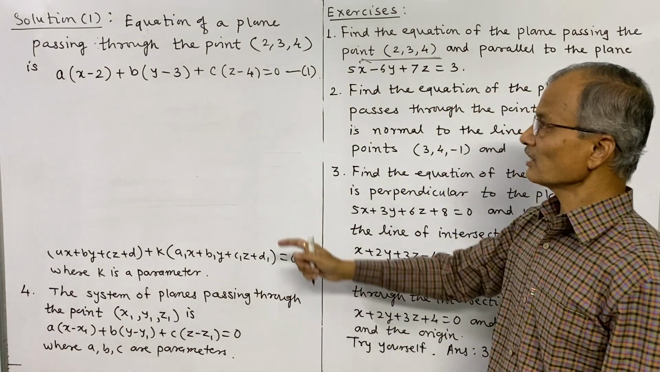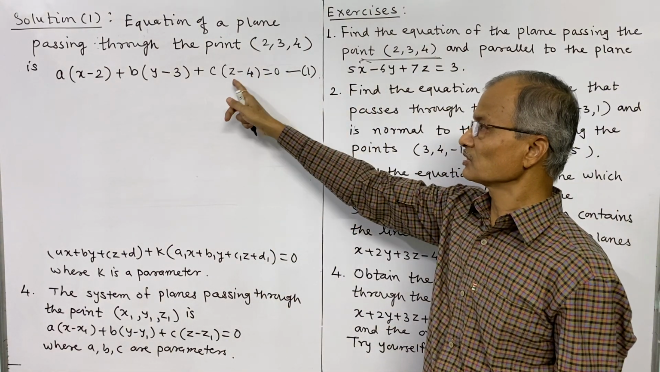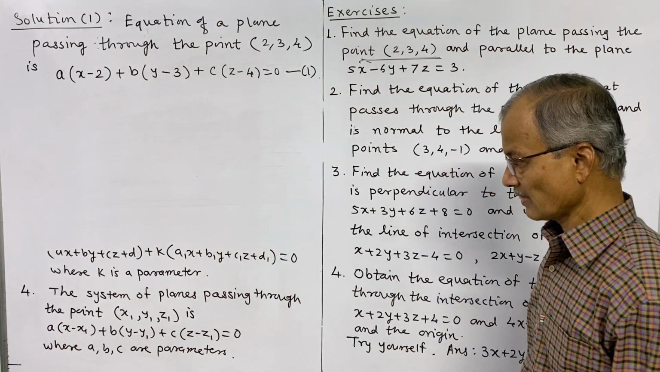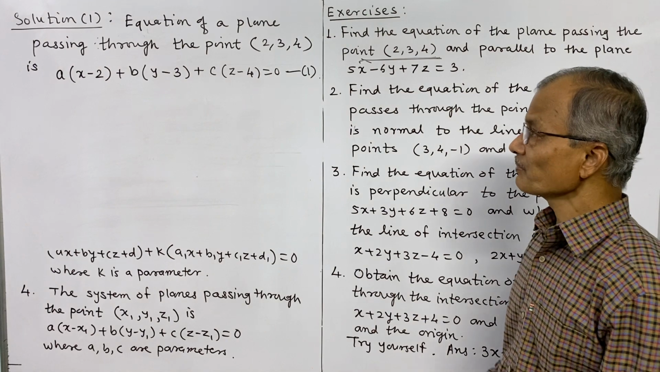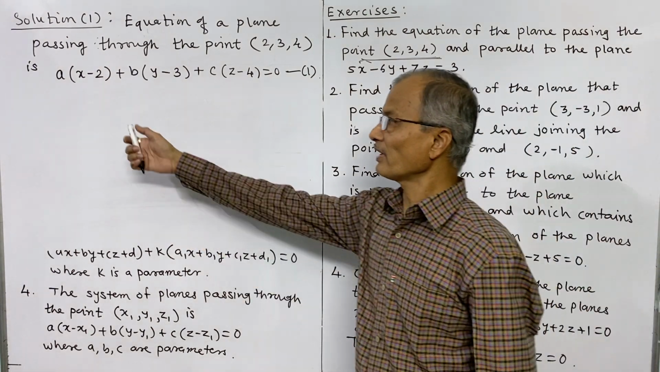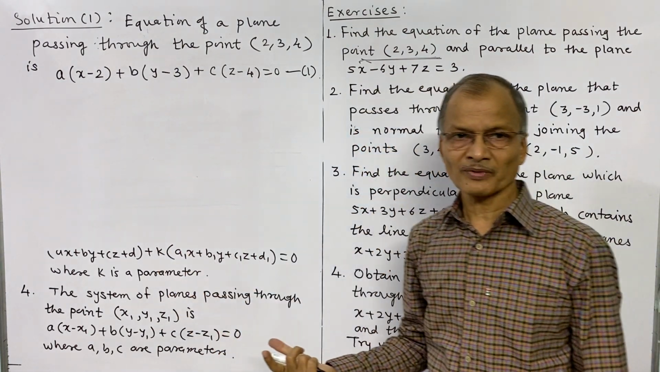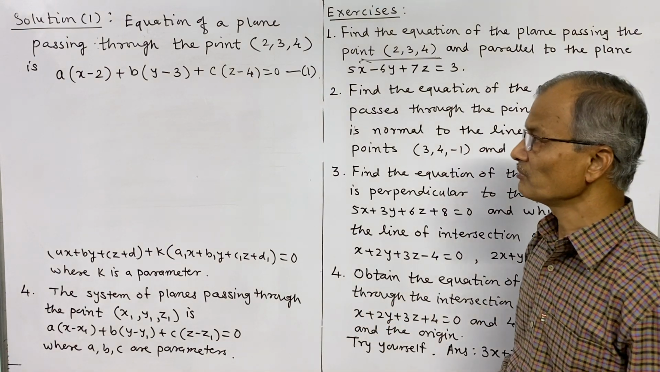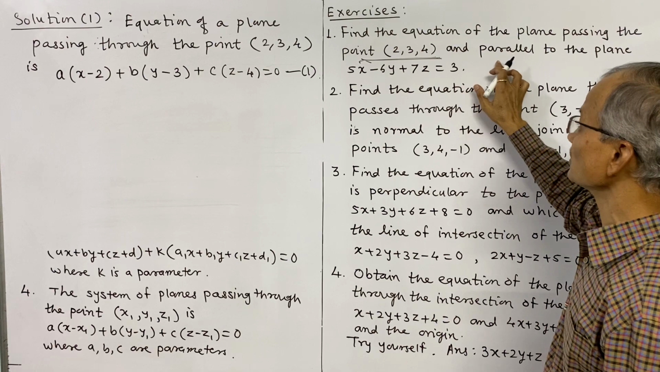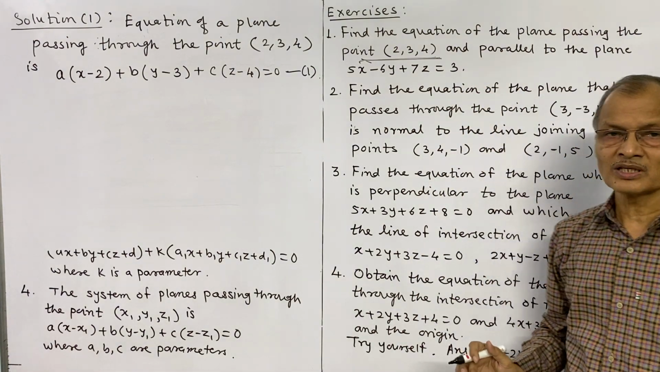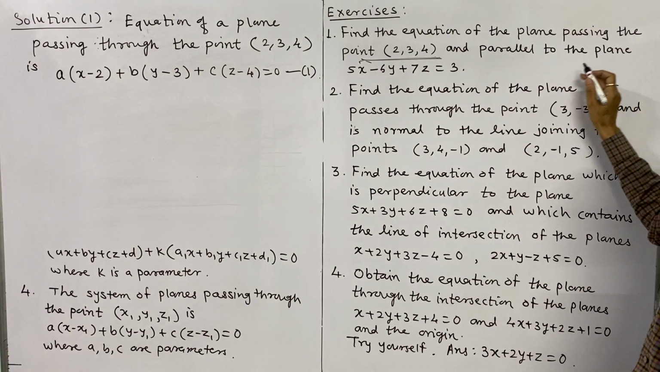So thus we have written the equation of a plane passing through this point using this result. And now our purpose is to determine the values of a, b, c. If you get the values of a, b, c, the required equation will be obtained. Now to get the values of a, b, c, we will have to use the next condition given. And the next condition given is that the plane is parallel to this plane.